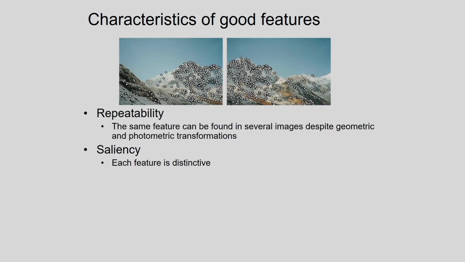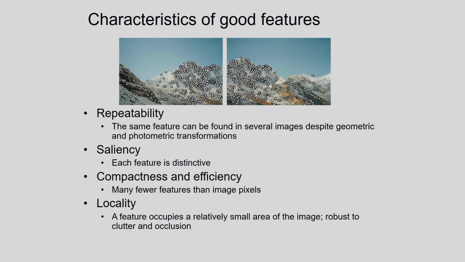So, what are the characteristics of good features? The first one is repeatability. The same feature can be found in several images despite affine transformation and photometric variations. So, that is one important point. We have to consider the affine transformations and also the photometric variations, and the same feature should be found in several images irrespective of affine transformation and photometric variations.